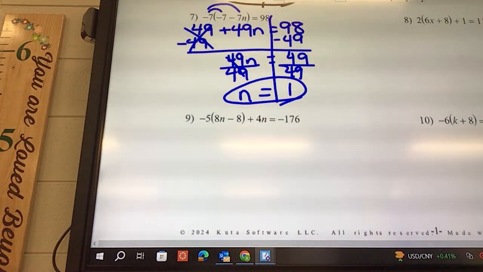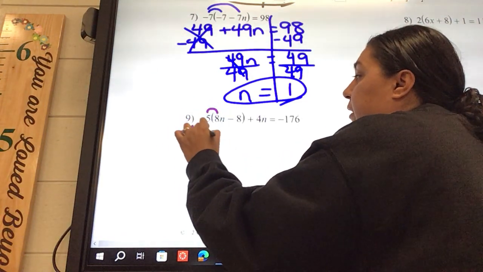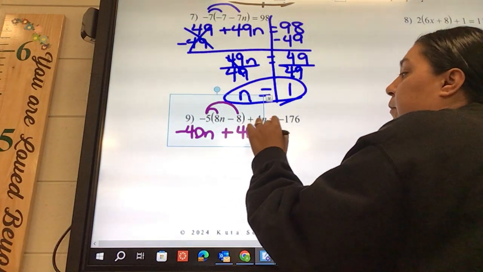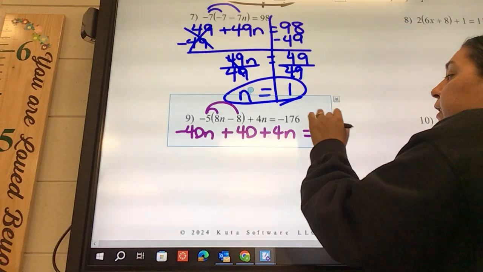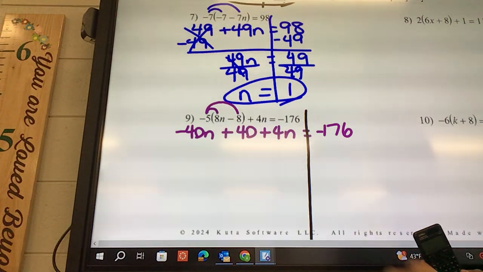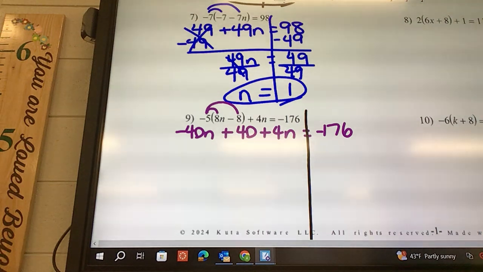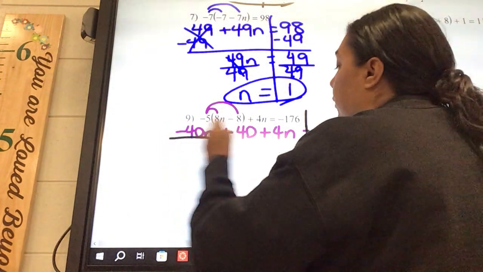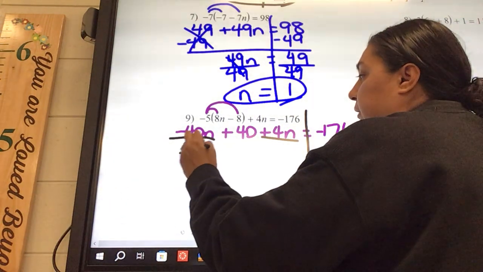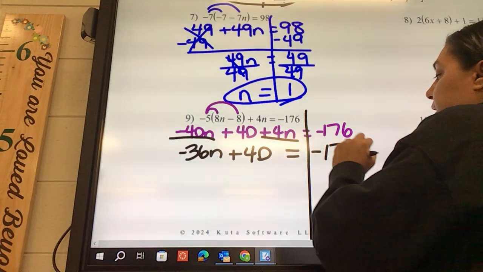Okay, 9, our first step is always going to be to do the parentheses. So negative 5 times 8 is going to be negative 40n. Negative 5 times negative 8 is a positive 40, plus 4n equals negative 176. Again, I have 1, 2, 3 pieces on that side, so that means something can get put together. So the negative 40 and the 4 can get put together. So negative 40 plus 4 is going to be negative 36n plus 40 equals negative 176.